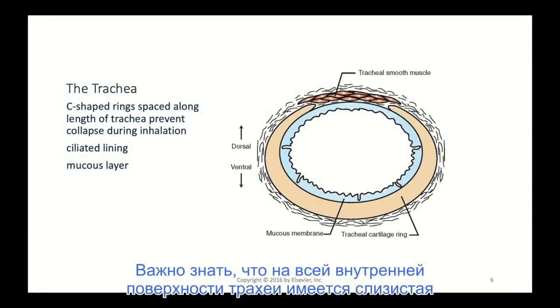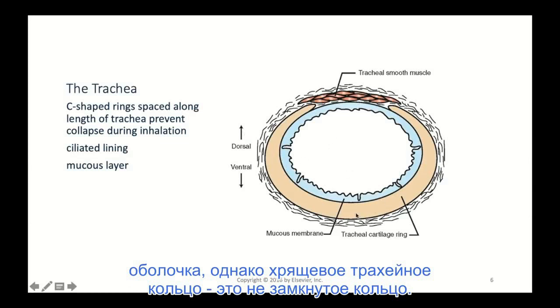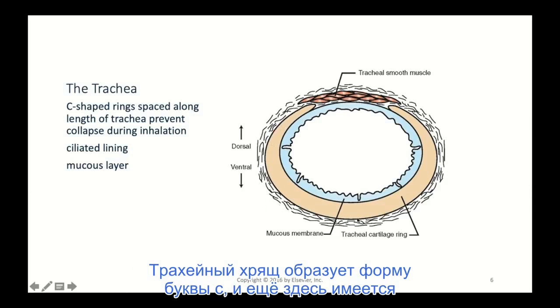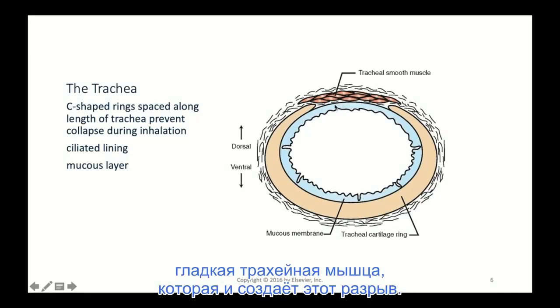Now it's important to note that the trachea has a mucus layer all the way around the inside of the trachea, but this tracheal cartilage ring is not a full ring. So the tracheal cartilage creates this C, and then we have tracheal smooth muscle, which creates a little gap.